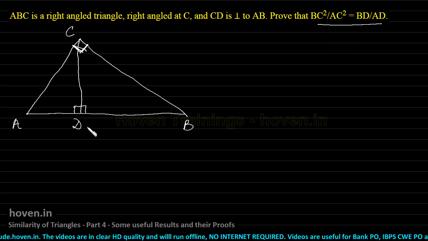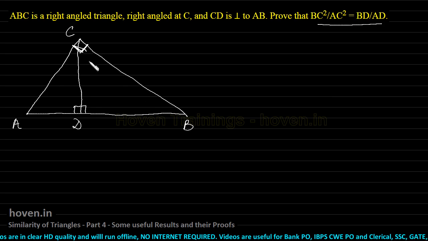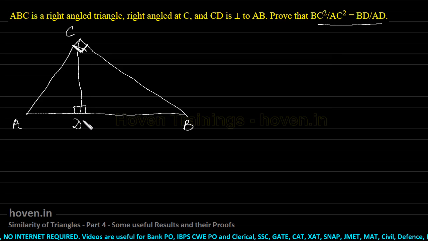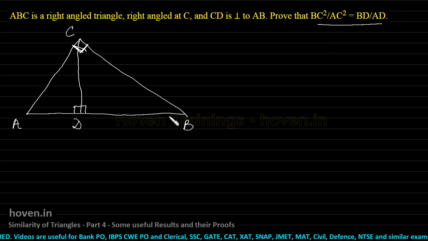You should always remember that when you have a right angled triangle and a perpendicular is drawn towards the hypotenuse, then we get three similar triangles. You may not have observed, but one is this outer triangle, the other is this smaller triangle, and the other is this side triangle. They are all similar to each other. Let me show that first.